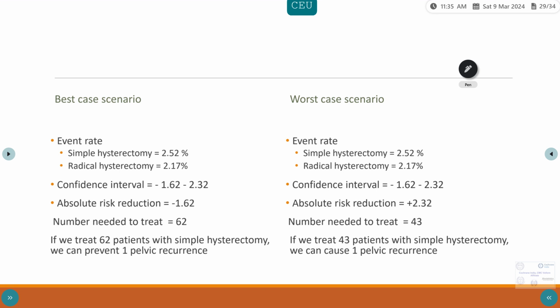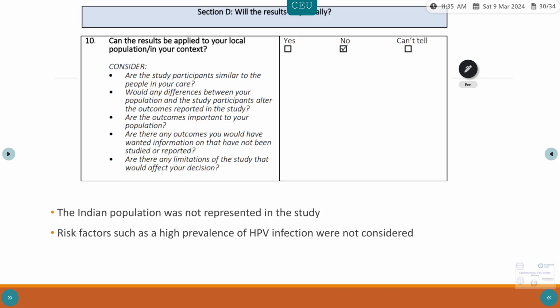Can this result be applied to my local population? I felt the Indian population was not adequately represented in the study, and various risk factors which are very highly prevalent in our population were not considered in this study. Would the experimental intervention provide a greater value to the patients in my care as compared to the existing treatment? The study is very well done, so I would say yes.